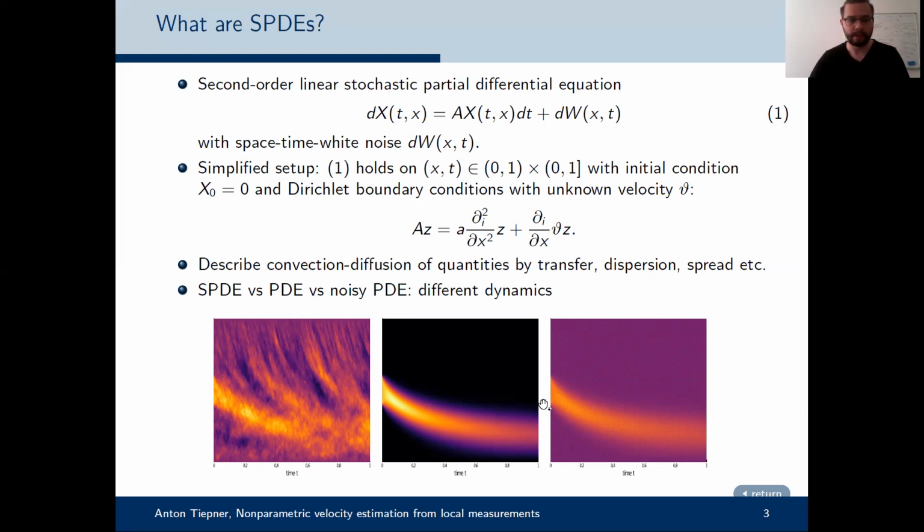Well, in this figure, you see on the left-hand side an SPDE, a PDE in the center, and a PDE with added noise on the right-hand side. The dynamics of the SPDE and the PDE with noise differ significantly, and this can also be observed in real data. So SPDEs are useful to consider.